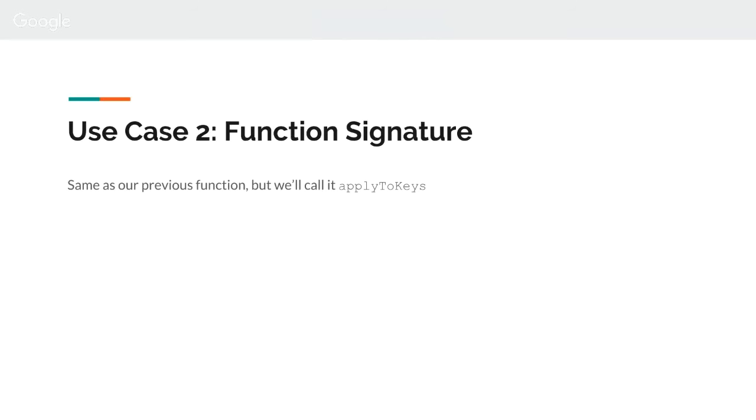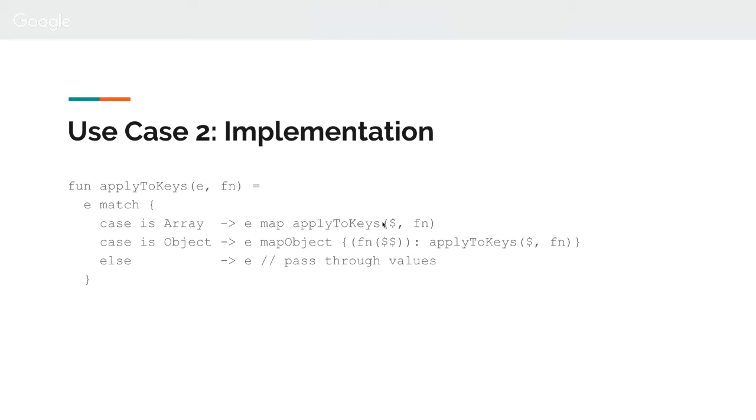Same as our previous function, but we'll call it apply to keys. So same exact signature. Now let's look at the implementation real quick. One of the striking similarities between these two is that when we see an array, we do the exact same thing. We just call map and send it apply to keys for every value in the array. We don't know what to do, so we're just kicking the can down the road.